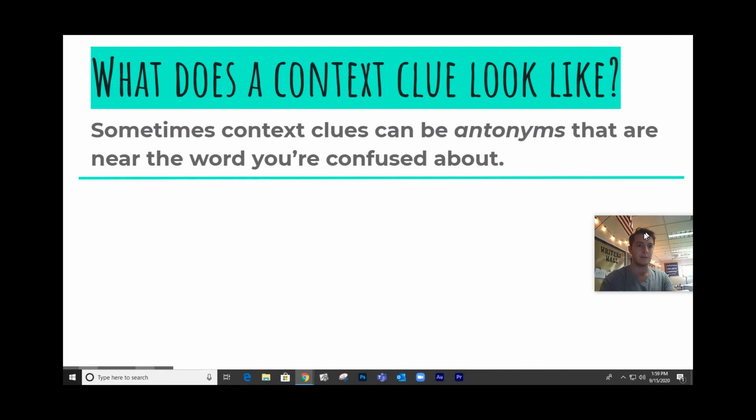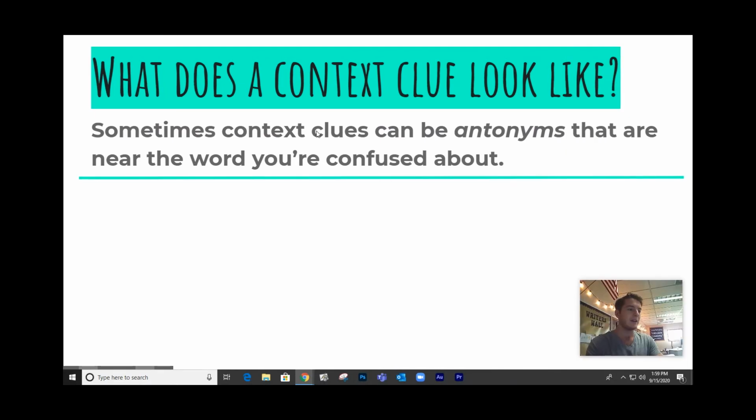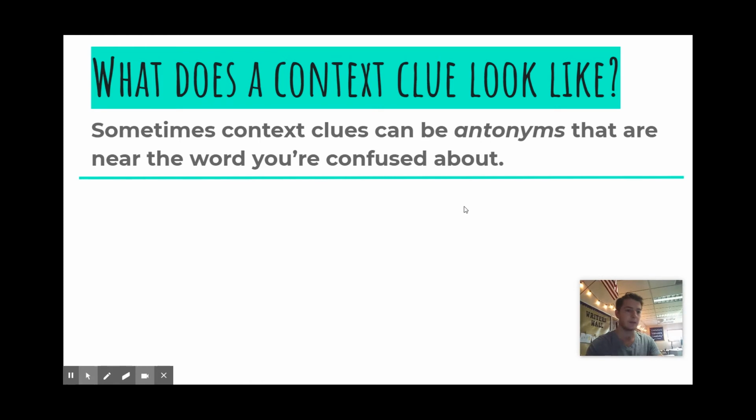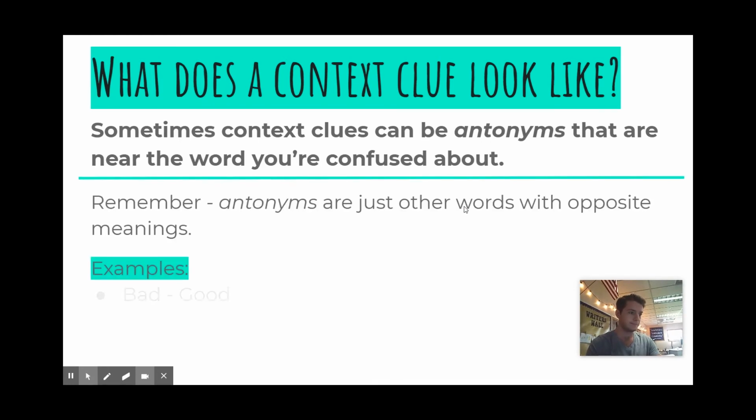So the next clue that we can look for would be antonyms near that word that we're wondering about. Again, antonyms are just other words with opposite meanings. So the opposite of a synonym would be an antonym.